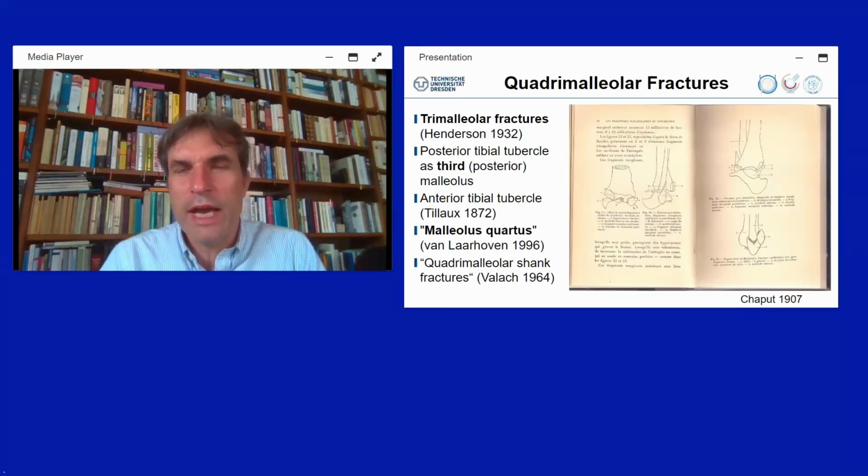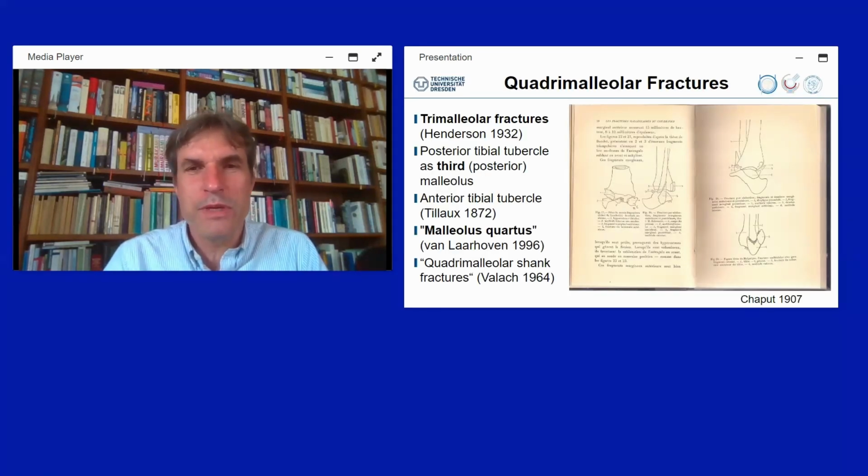And so why add another malleolus to this picture? There is nothing new. The term trimalleolar fractures is quite old, but the idea that all the 4 pillars of the ankle joint can fracture and can get unstable stems back to the 19th century.